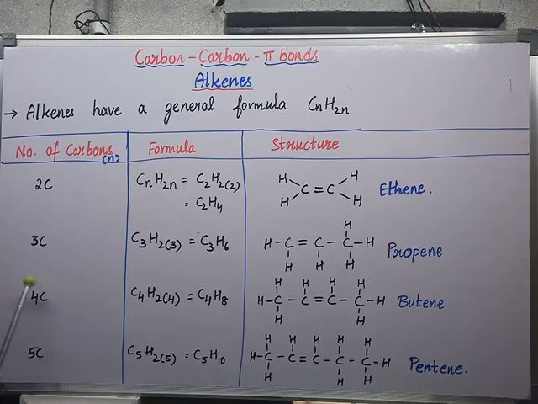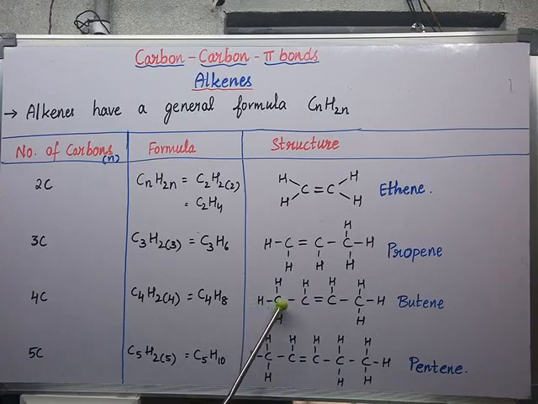Next, coming to four carbons. Four carbons you are substituting in the same formula again. C4H2 into 4, you are getting C4H8. Now write the structure again. Same, write the carbon chain first. You can keep the double bond anywhere. After keeping a double bond, start attaching the hydrogens.